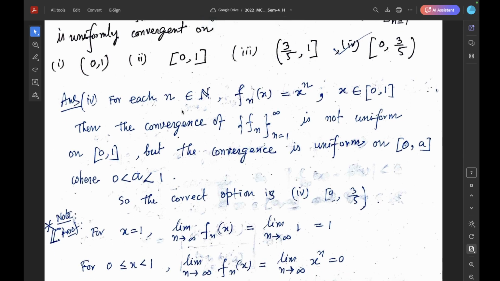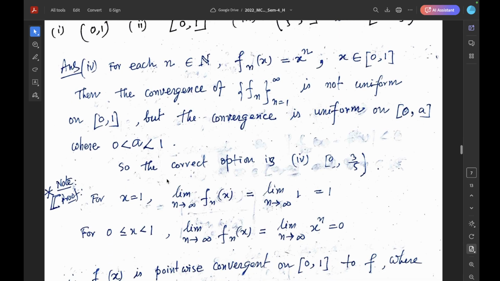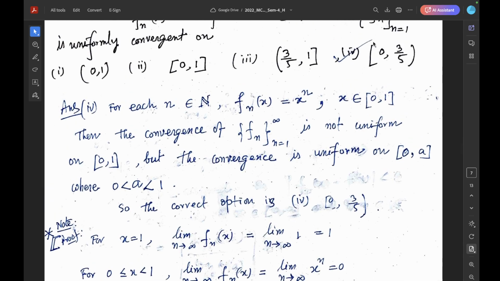For each n belonging to the natural numbers, f_n(x) equals x to the power n when x belongs to the closed interval 0 to 1. The convergence of the sequence f_n is not uniform on the closed interval [0, 1], but the convergence is uniform on the closed interval [0, a], where 0 is less than a less than 1. This is the theorem. So the correct option is 4, this semi-closed interval 0 to 3 by 5, which is less than 1.